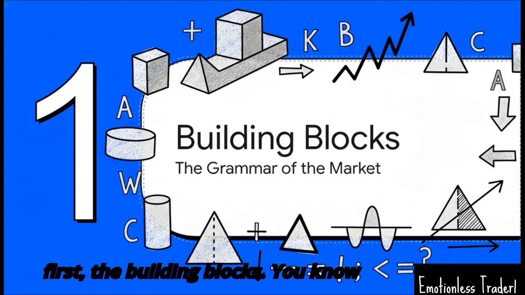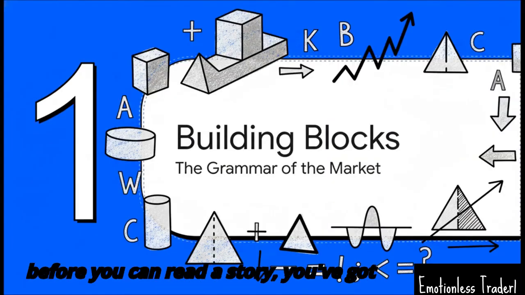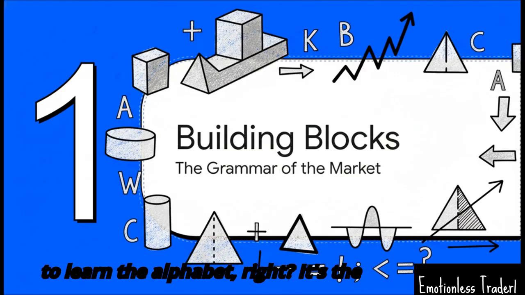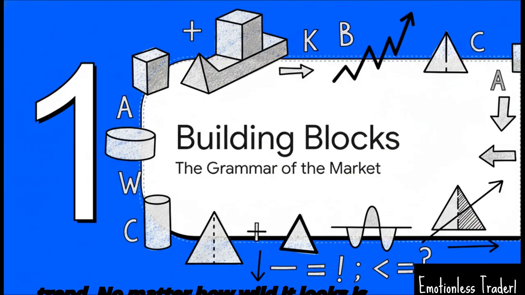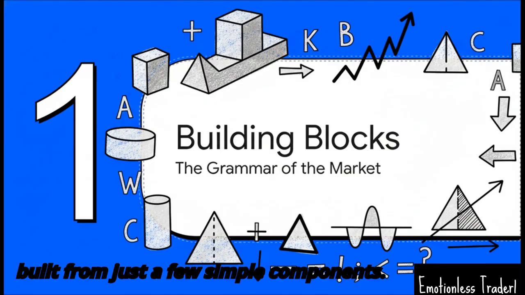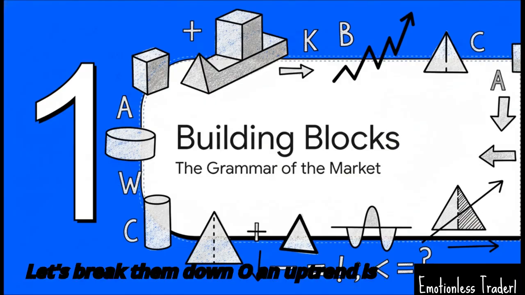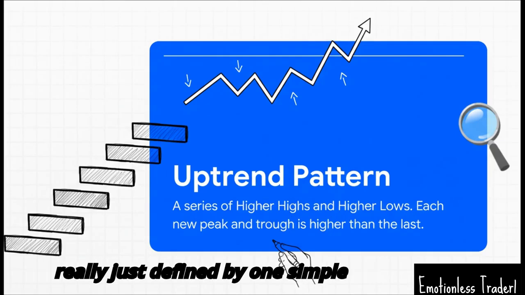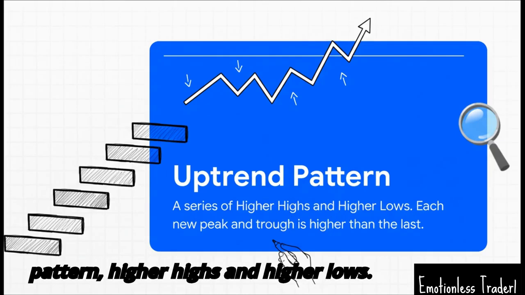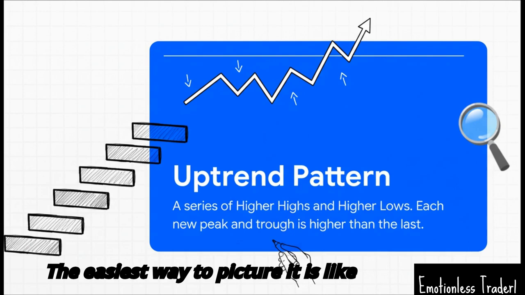Okay, first things first, the building blocks. Before you can read a story, you've got to learn the alphabet, right? It's the same exact thing here. Every complex trend, no matter how wild it looks, is built from just a few simple components. Let's break them down. So an uptrend is really just defined by one simple pattern: higher highs and higher lows.